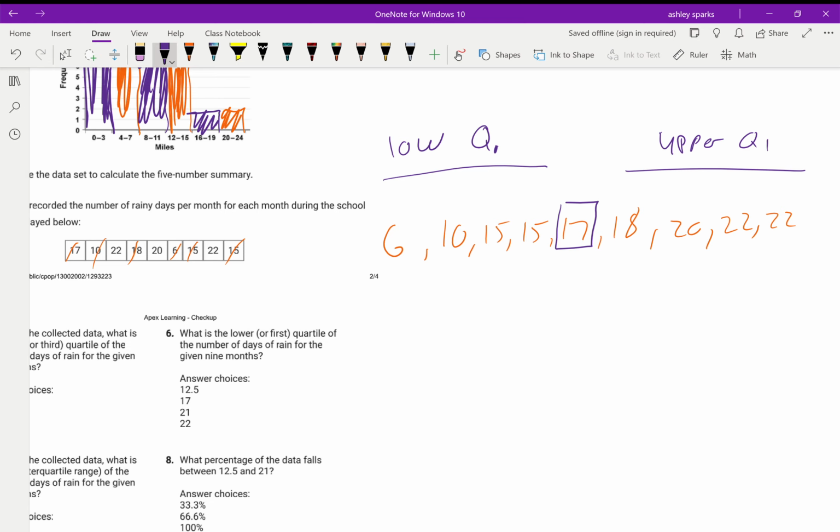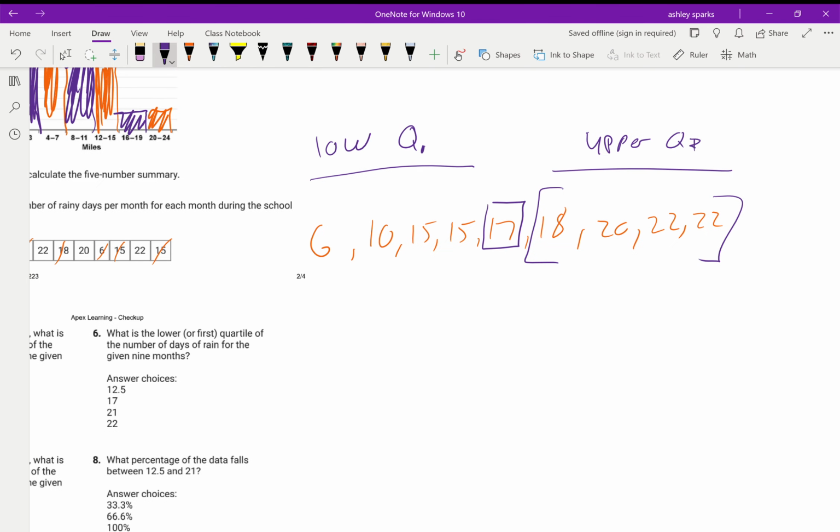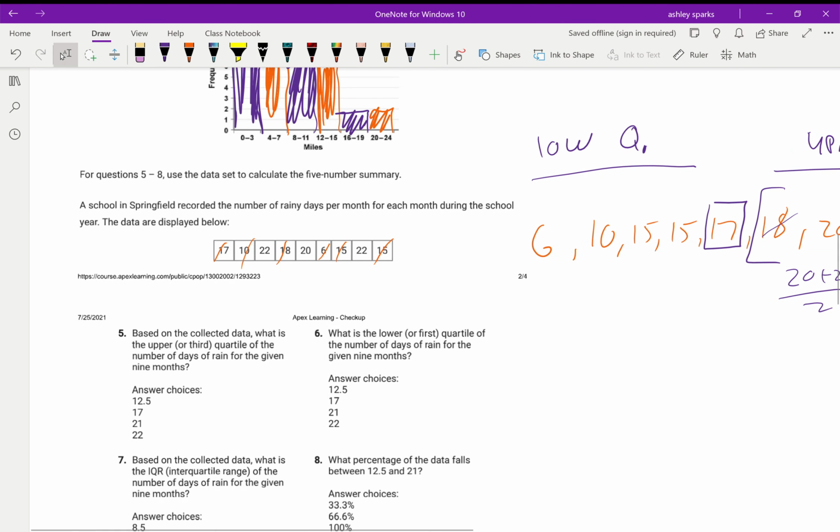What I do is I deal with these two pieces independently. So I treat 18 to 22 as its own piece of data, and I'm going to find the median of that, because this first one wanted the upper quartile, sorry, Q3. So if I'm doing this, I cross out, and I have my 2 in the middle, so I'm going to add them together and divide by 2, which would give me 42 divided by 2, which is 21, which would be my answer over here.